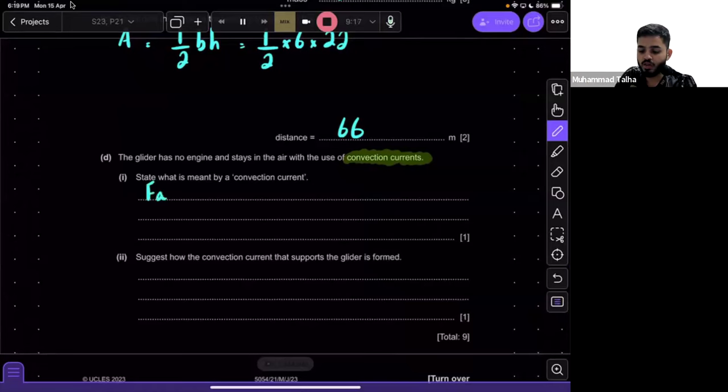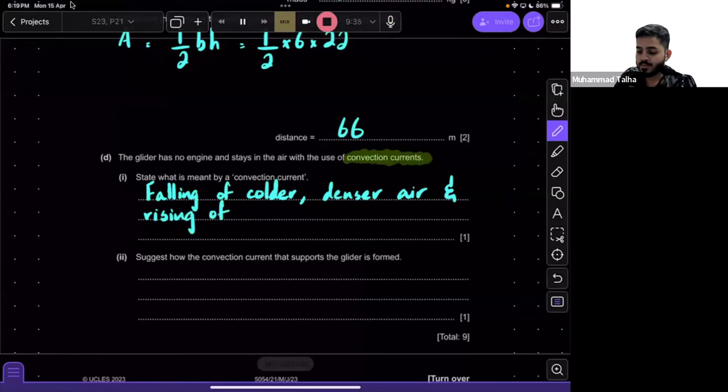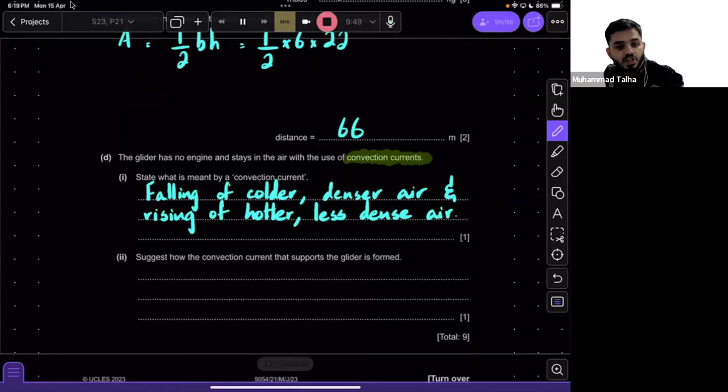So I'll say falling of colder, denser air and the rising of hotter, less dense air. Right? This is what creates a convection current.